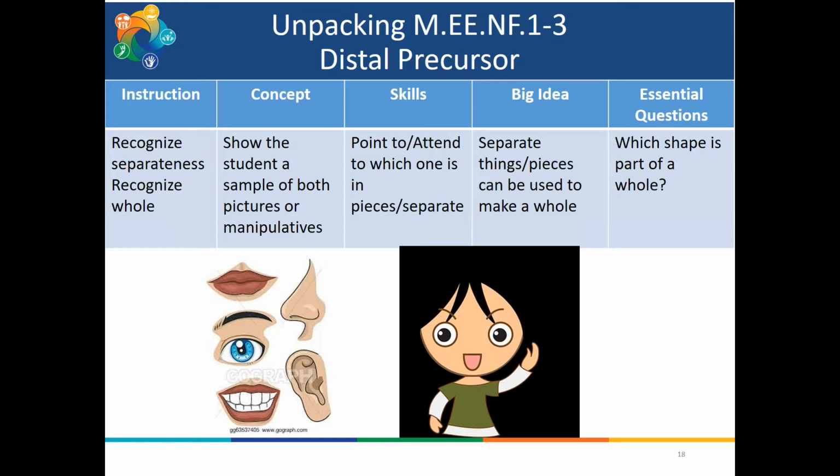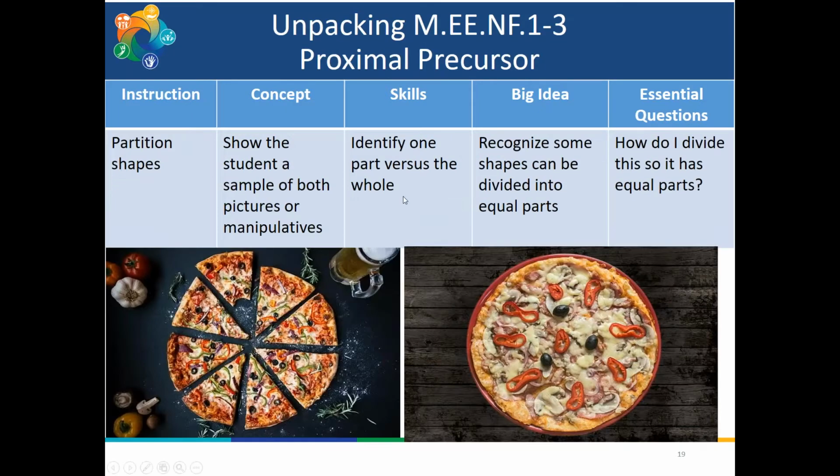And then I did a third one, on the proximal precursor level, and that was partition shapes. That's what that said at that level. So you can show a student a sample of both pictures or manipulatives. And in this case, of course, we know all about the pizza. We've all used it in instruction. And then the skill is that we want to identify one part versus the whole. And the big idea here could be that they would recognize some shapes can be divided into equal parts.